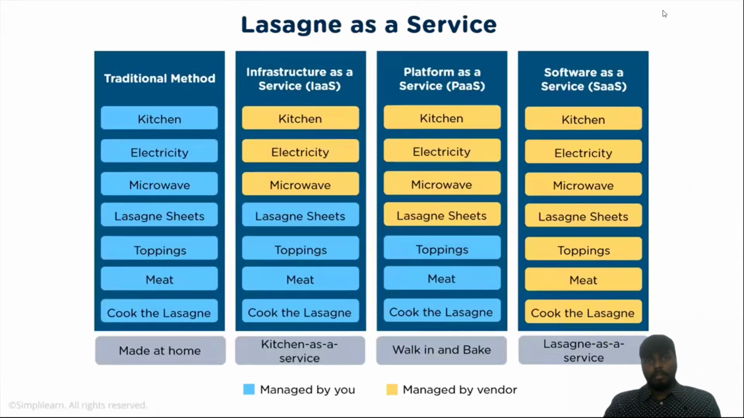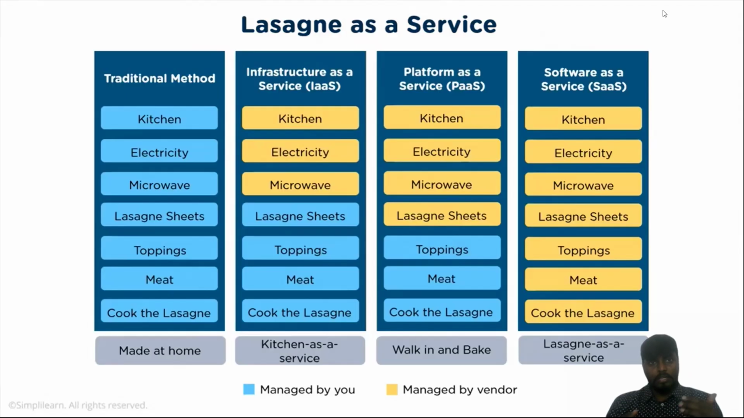Let's take a look. Lasagna as a service. We'll go with the traditional method, made at home. We have to maintain our kitchen. There will be an electricity bill, a microwave oven, and lasagna sheets. We have to buy them from outside and bring toppings: olives, onions, cheese, and meat for the lasagna. Then you have to cook. Next, kitchen as a service.